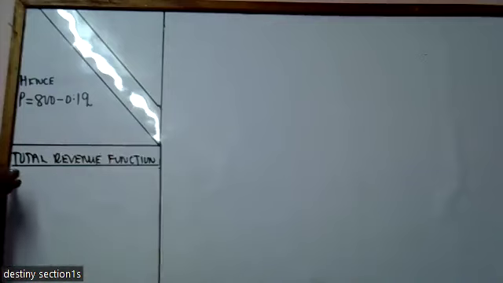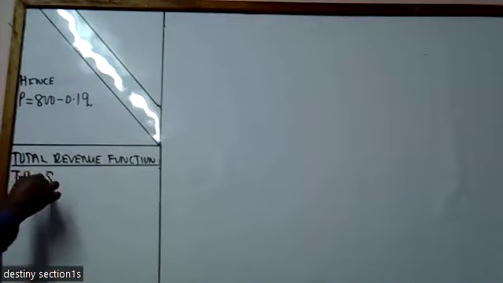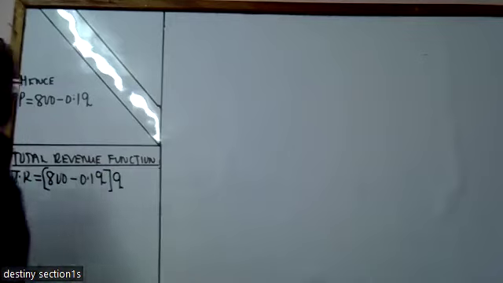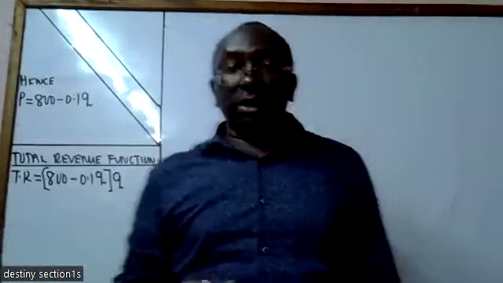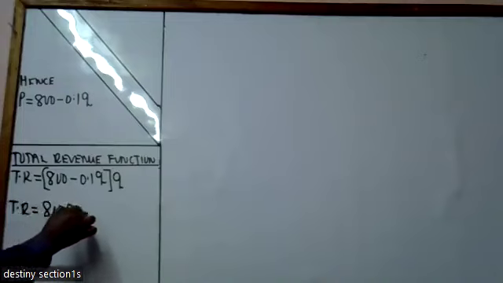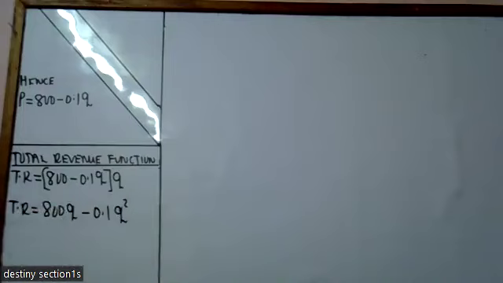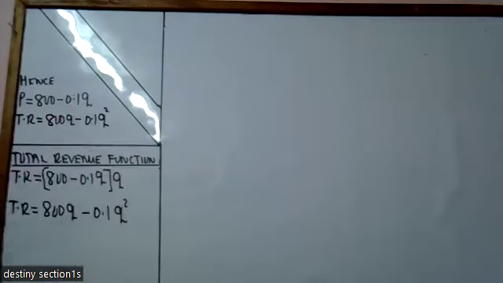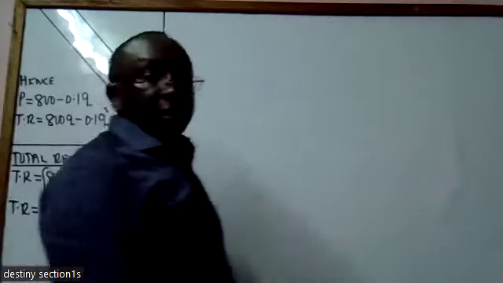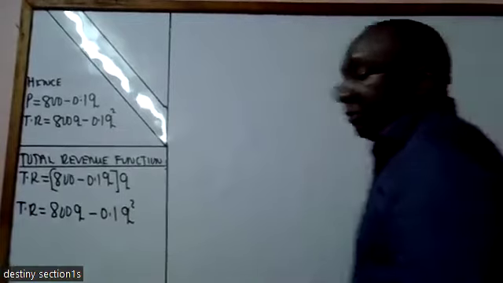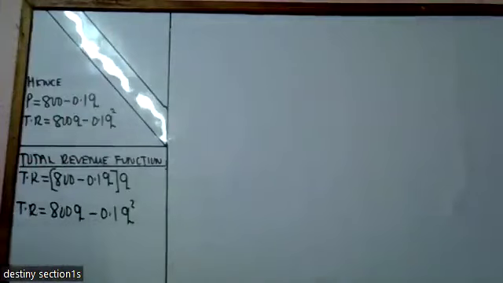Now the total revenue function, TR, it is the selling price, 800 minus 0.1 Q, you multiply by the units sold. Total revenue is the selling price times the units sold, Q. That generates to become 800Q minus 0.1Q squared. That is the total revenue. Let me reserve it also here. It is 800Q minus 0.1Q squared. That is the total revenue function. Now, let's look for the total cost function.